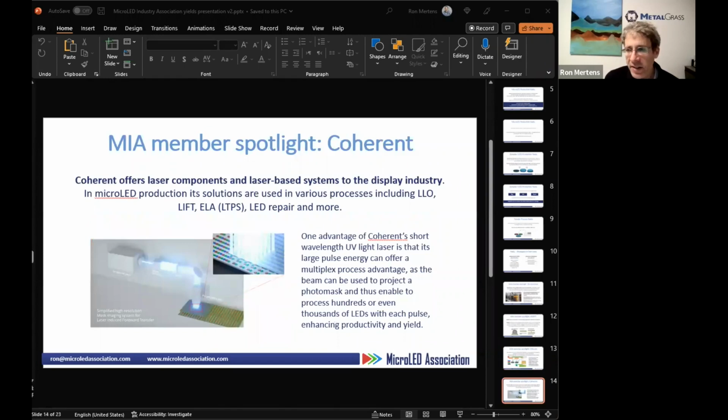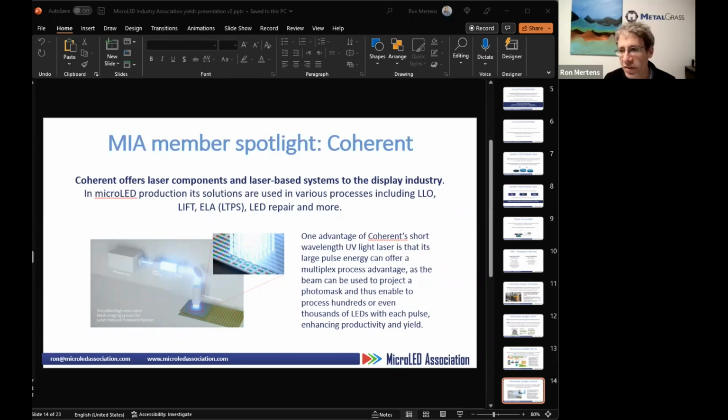Next up, we have Coherent. These guys probably don't need an introduction, a world leader in laser components. They've been a long-time supplier to the display industry, and they offer lasers and solutions in several potential processes. These include LLO and LIFT, which we talked about before. There's the ELA process, which creates the LTPS from amorphous silicon. They're using lasers to repair the LEDs and more.